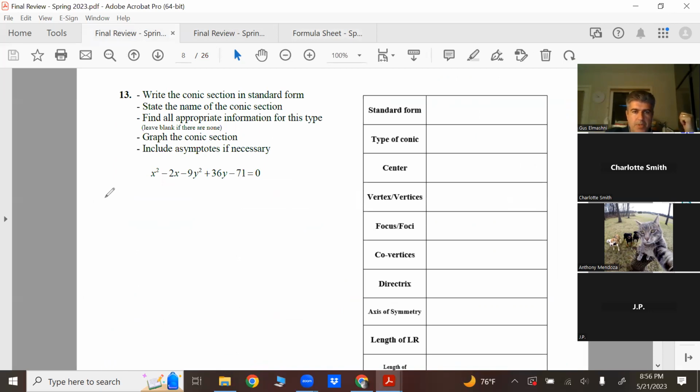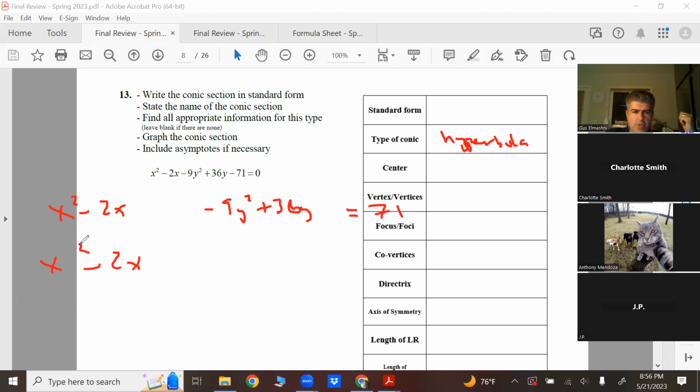Okay, so let's do it. X squared minus 2x, -9 y squared, plus 36y. And I'll move the 71 over to the other side. So this is definitely a hyperbola. Now you have to do completing the square. So what I'm going to do is I'm going to say x squared minus 2x, and factor out -9 between these two, because it's easy to complete the square when the leading term has a coefficient of 1.